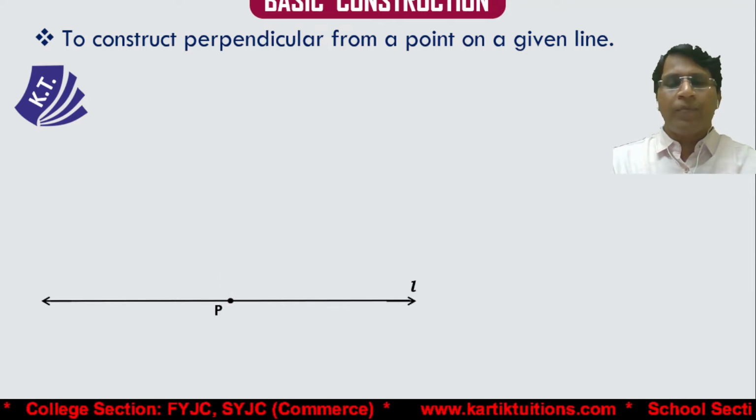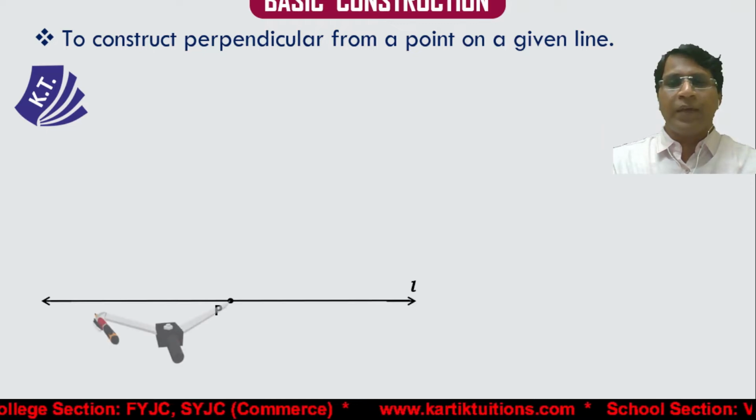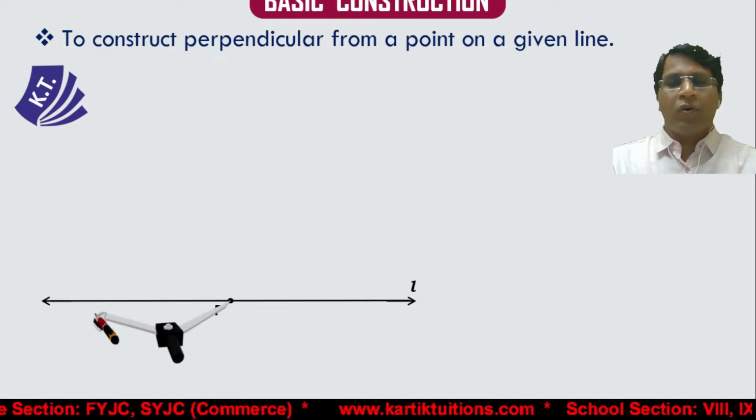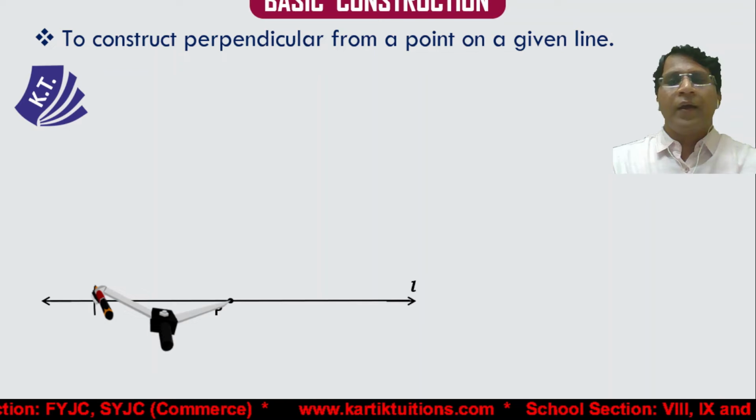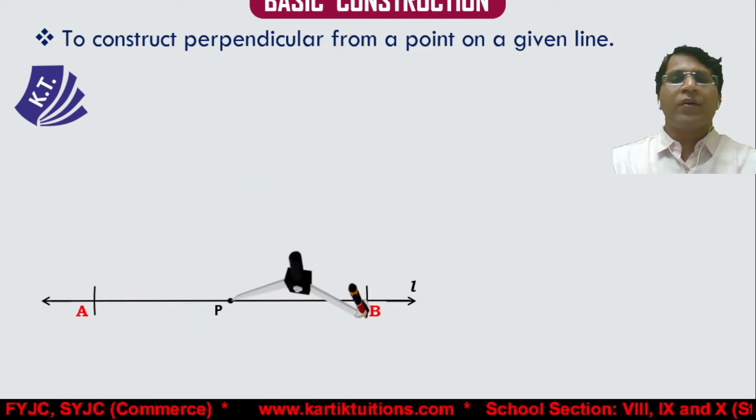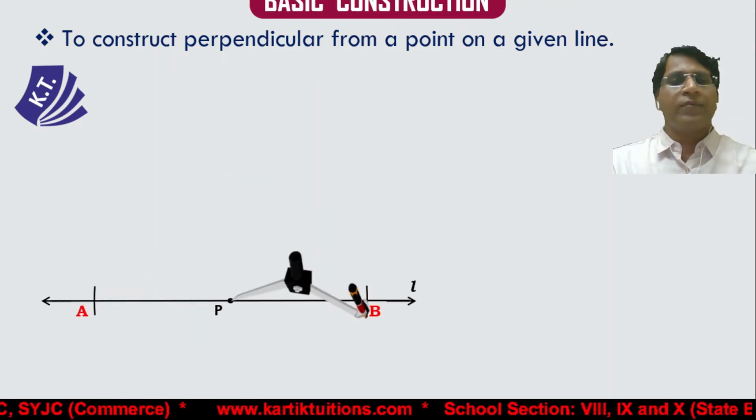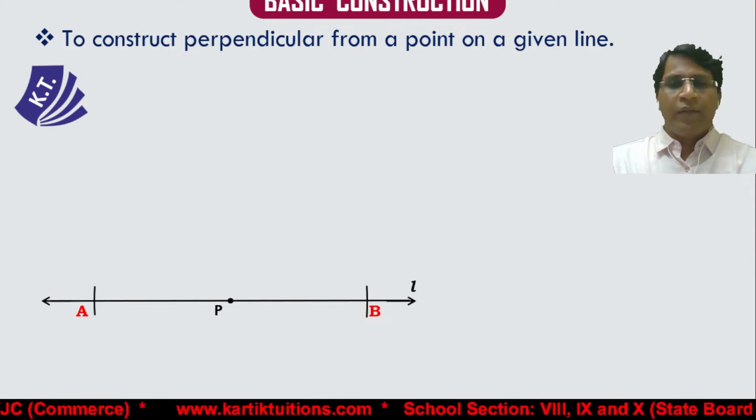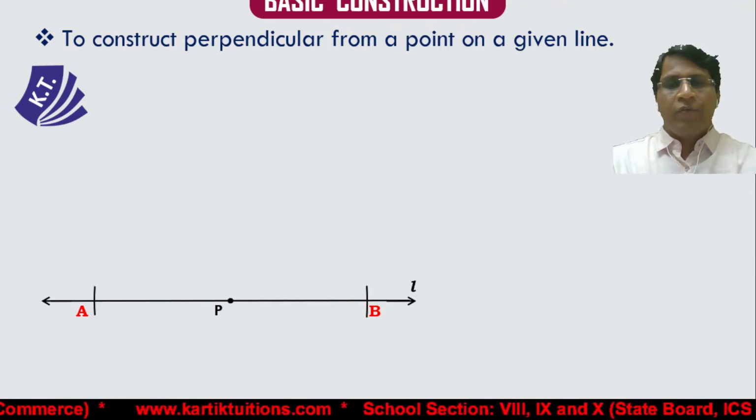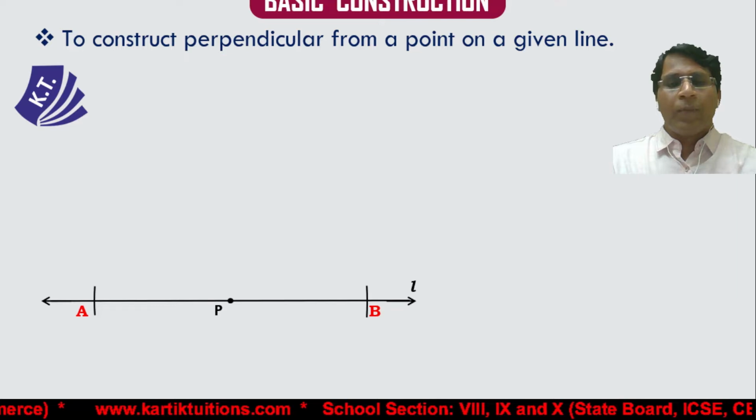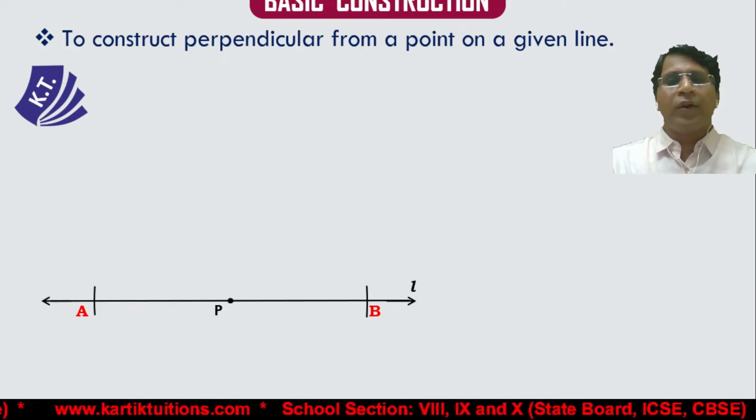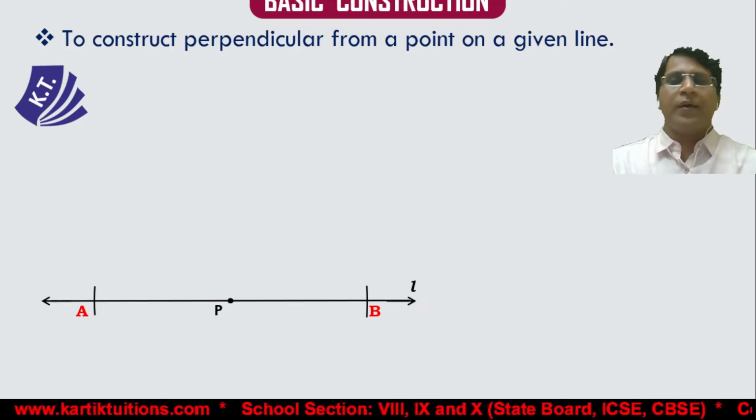Now with the help of a compass, I'll place the compass at P and take one arc on the left-hand side of the point P, and with the same radius an arc on the other side as B. After that, we got a segment AB. Now we will draw a perpendicular which will pass through the point P for the segment AB.